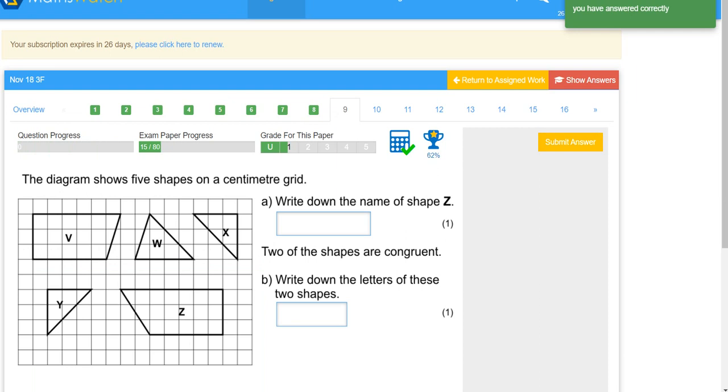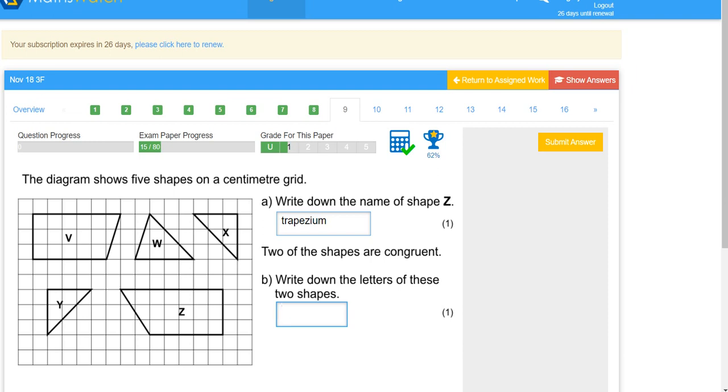Question 9. Right, we want to look at these shapes here. And shape Z, what is that? Well, I notice that there are 2 lines that are parallel, 2 sides parallel, the others aren't. So that tells me that's going to be a trapezium. Now, sometimes you see that called a trapezoid in American websites, but we call it a trapezium.